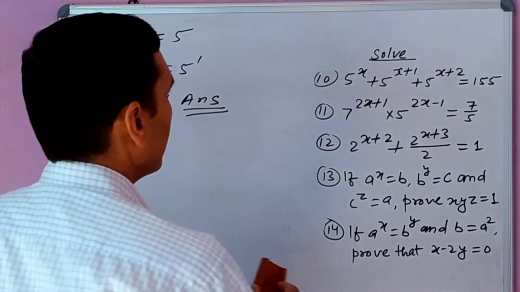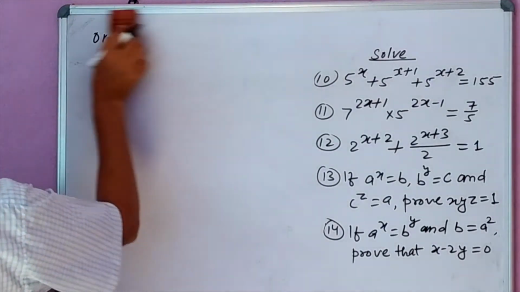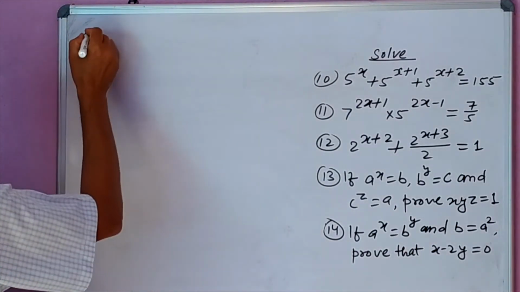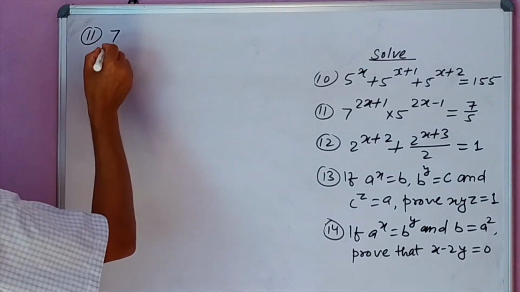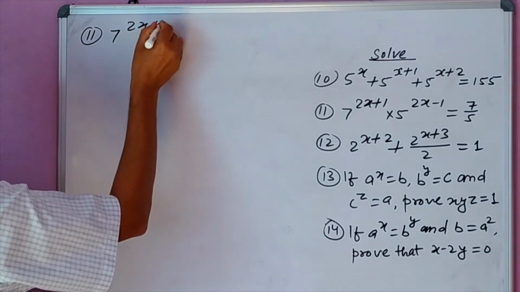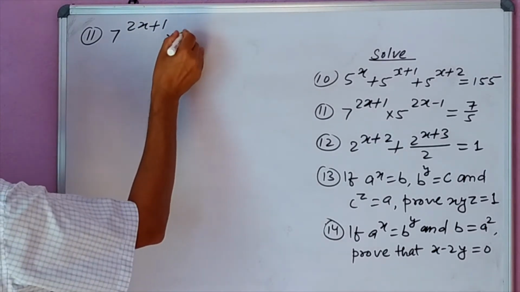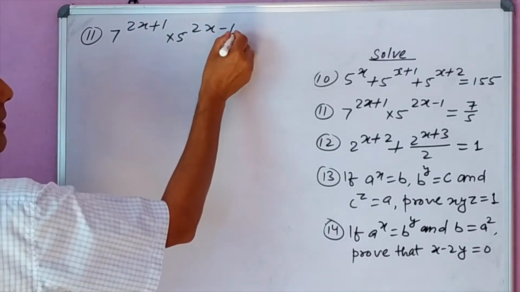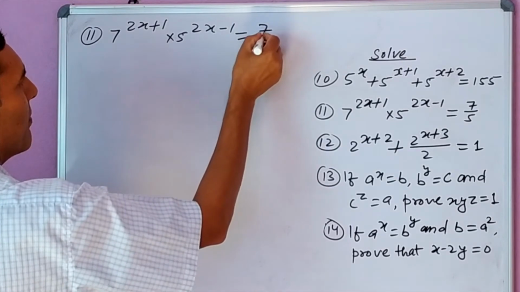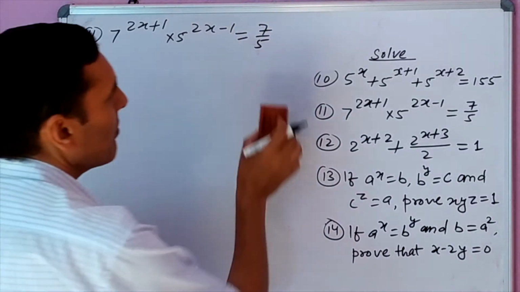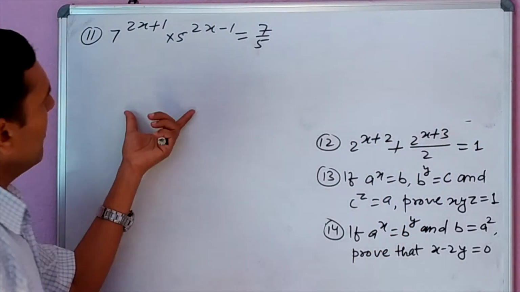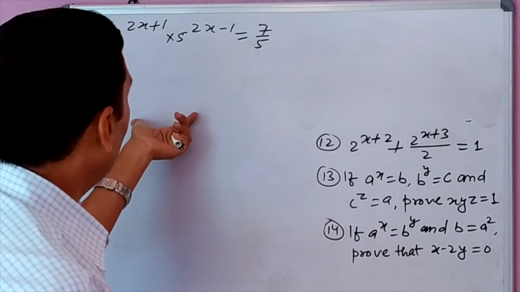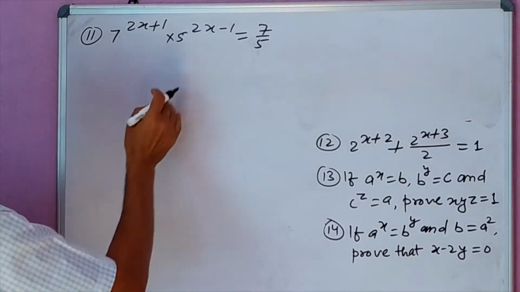Now let's solve this question number 11. Our question number 11 is 7 to the power 2x plus 1 into 5 to the power 2x minus 1 is equal to 7 upon 5. We have done a similar question in the previous number also, and let's do this again.